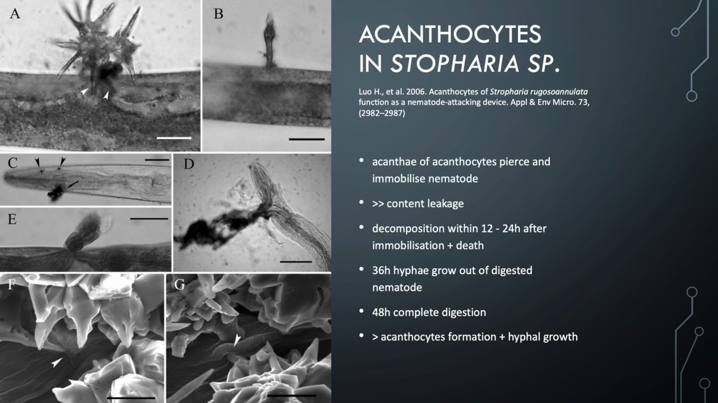Another species of fungi that create nematode damaging structures is Stropharia, and this species creates acanthocytes, and these are structures that have little spines on them as well called acanthi, and they pierce and immobilize the nematode. This leads once again to leakage of the contents of the nematode and the decomposition or digestion of the nematode within 12 to 24 hours after immobilization and death. So it's a very rapid process.